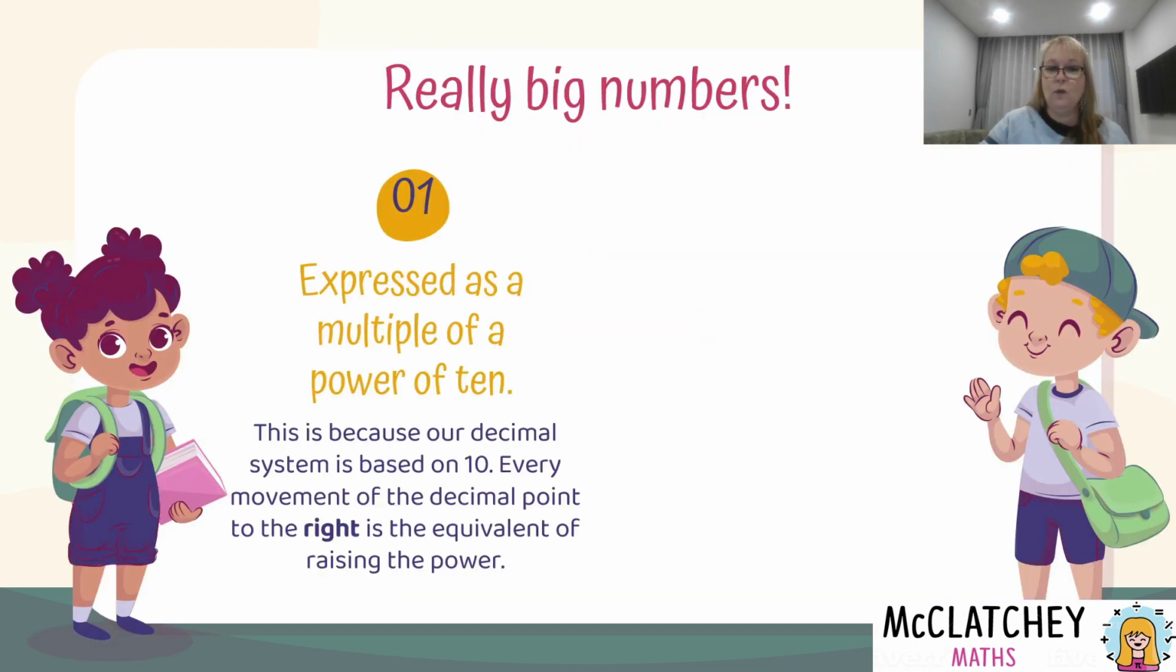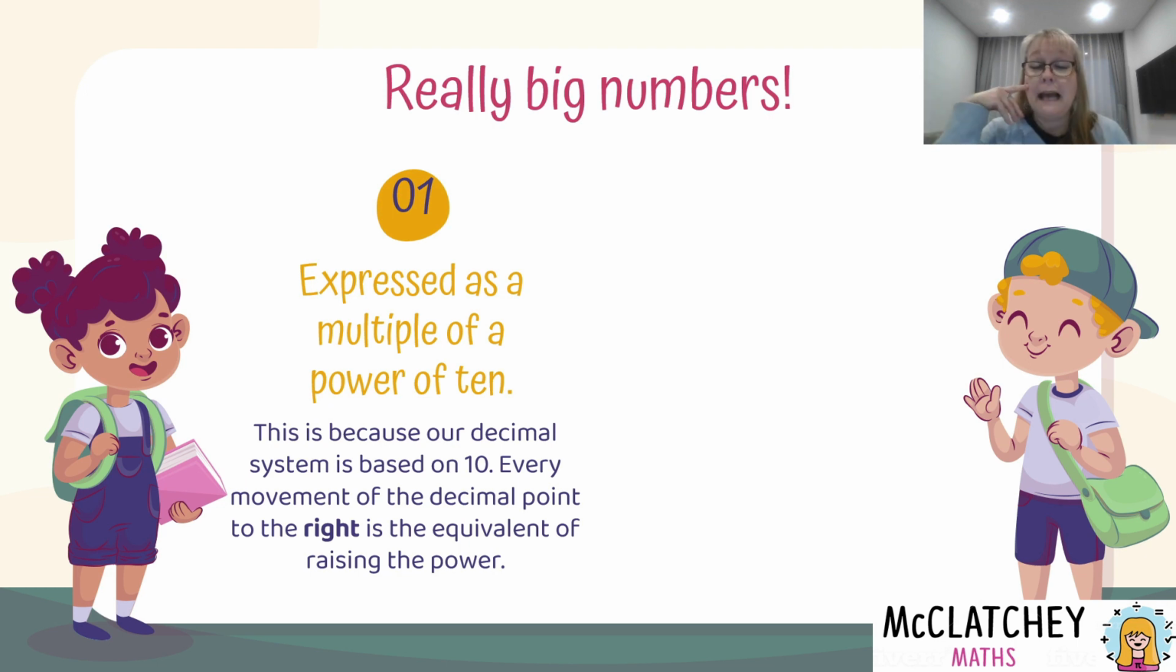So first of all, we need to think of expressing numbers. Instead of writing out 15 digits, we can simplify that by expressing things as a multiple of a power of 10. Now, our decimal system is based on tens. So every movement that we move our decimal point, whenever we move a decimal point to the right, it's the equivalent of raising a power.